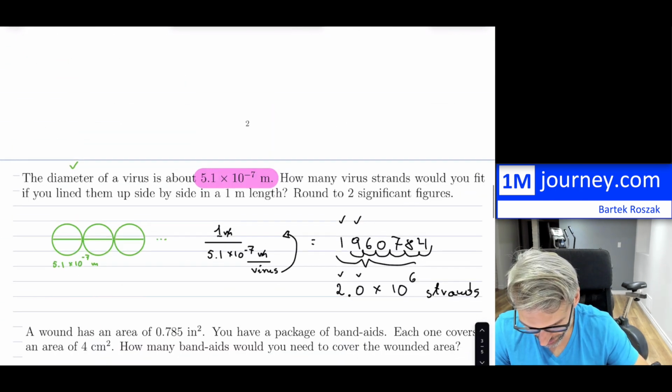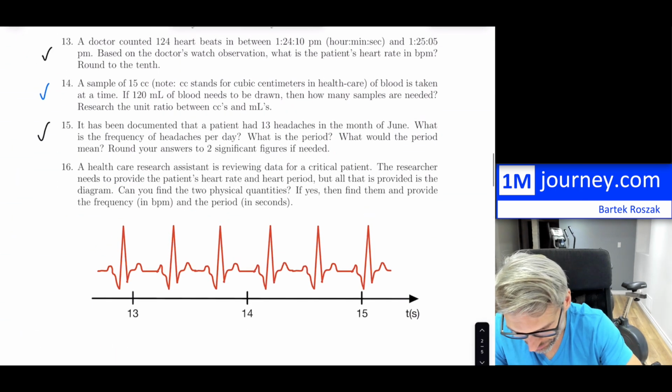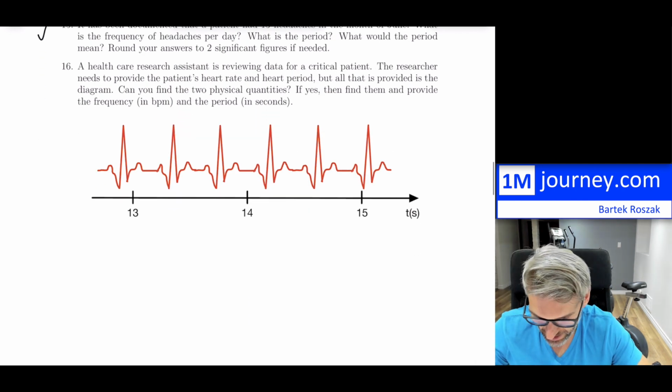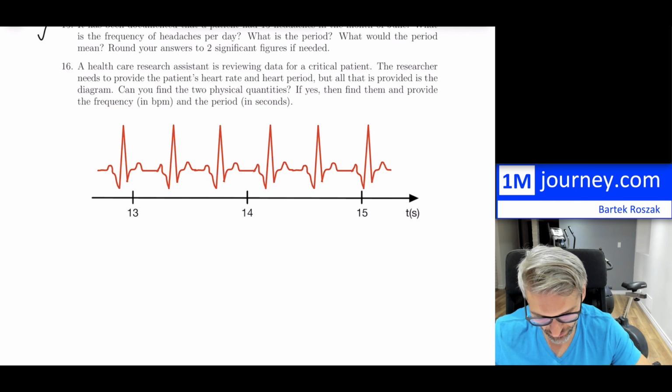And now, here's the last example for us. Here I actually have space. A healthcare research assistant is reviewing data for a critical patient. The researcher needs to provide the patient's heart rate and heart period, but all that is provided is the diagram. Can you find the two physical quantities? If yes, then find them and provide the frequency in beats per minute and the period in seconds.